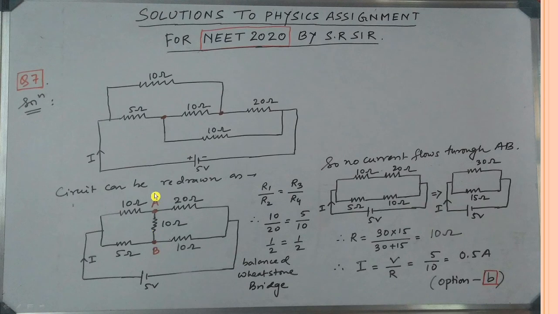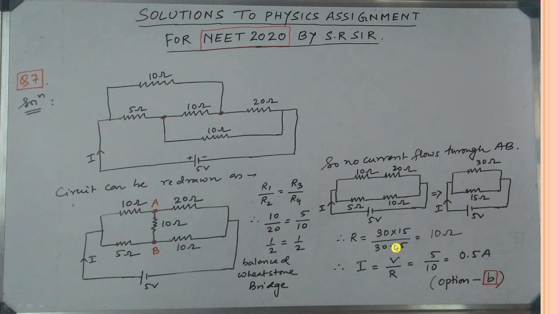No current passes through this AB. So we can just remove this 10 ohm resistance, and we'll be left with this. So no current flows through AB. So we have this. These 2 are in series, these 2 are in series. So 20 plus 10 gives me 30, 5 plus 10 gives me 15. So 30 and 15 ohm resistances are in parallel.